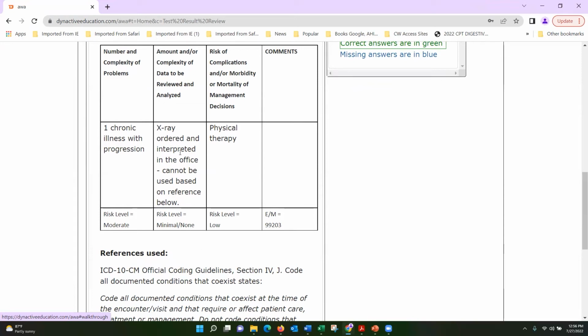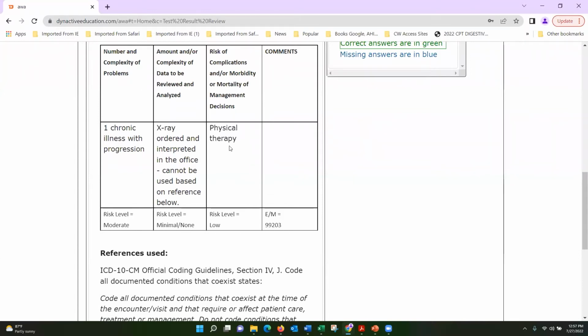Once again, we have an X-ray ordered and interpreted. And I'm glad you asked that question earlier because I want to explain something here. We don't have a radiologist. We just have a physician that looked at it and decided it was degenerative arthritis. So he can't bill that 26 as a technical component. He's the actual physician here doing the service with his equipment. But we can't count it in our E&M anyway because we are billing for it. So we get a data element of minimal to none.